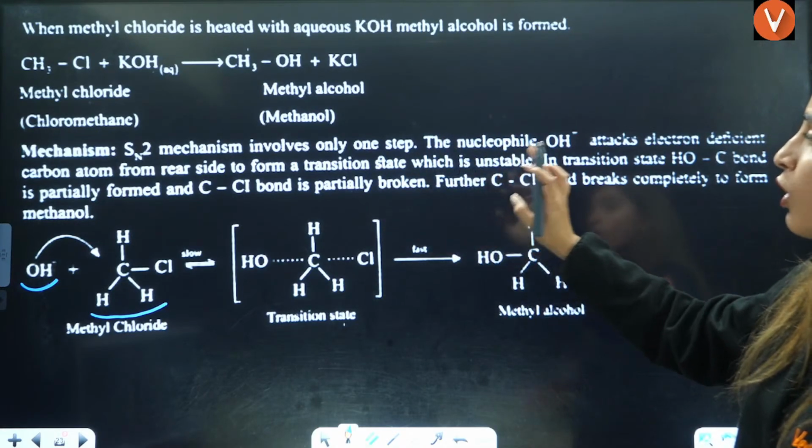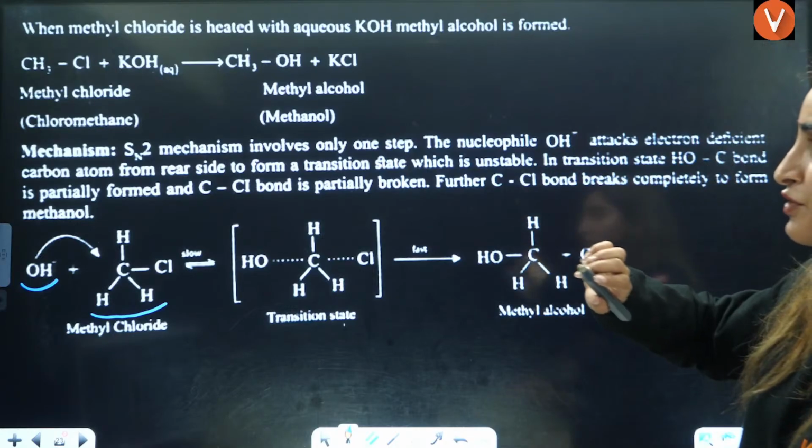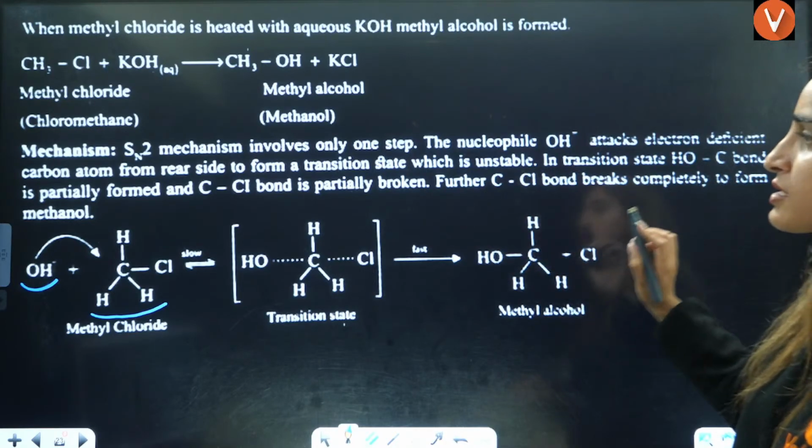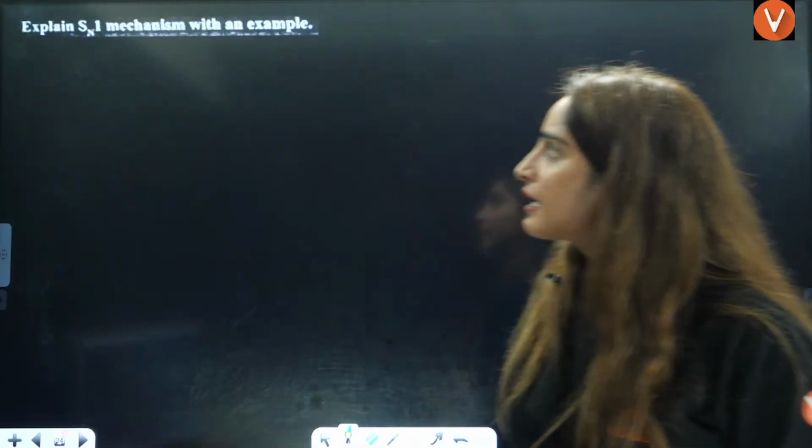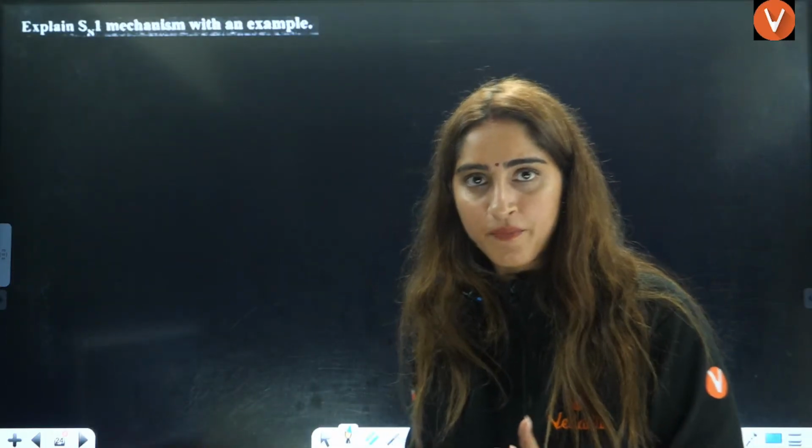SN2 mechanisms involve only one step. The nucleophile attacks the electron deficient carbon, the bond is partially broken, and further it breaks completely to form methanol. That becomes your SN2 mechanism.